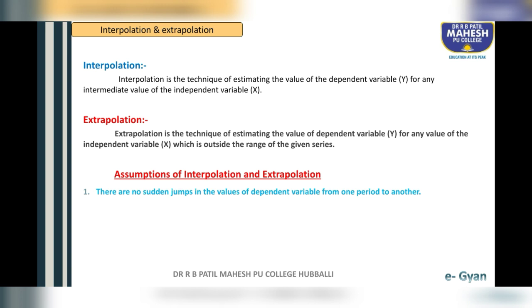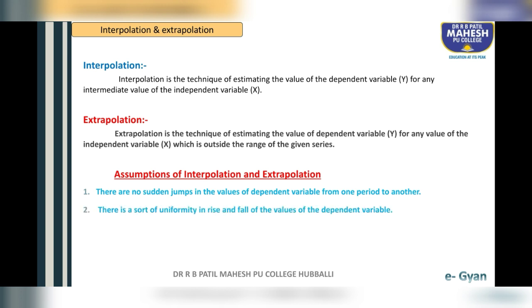This means the series follows one particular order, for example 2, 4, 6, 8, or 5, 10, 15, 20. So there are no sudden jumps in the values of the dependent variable. For example, after 2 there is 4, after 4 the next value is 6. So there is a series in the values. After 4 there should not be 8.